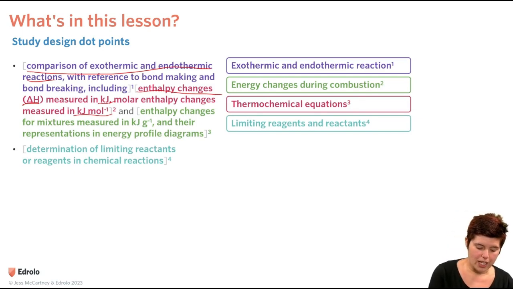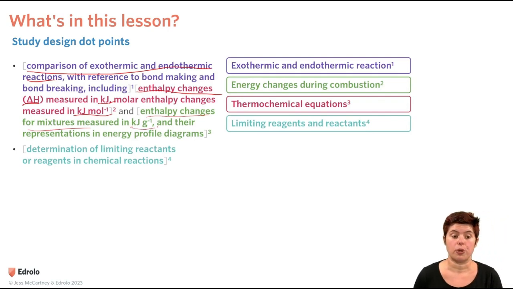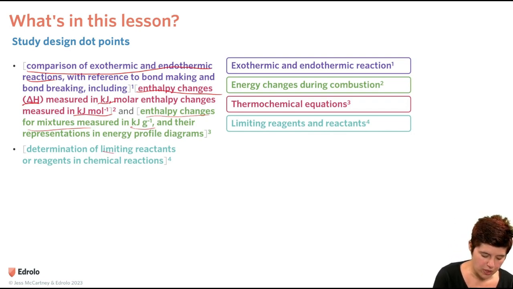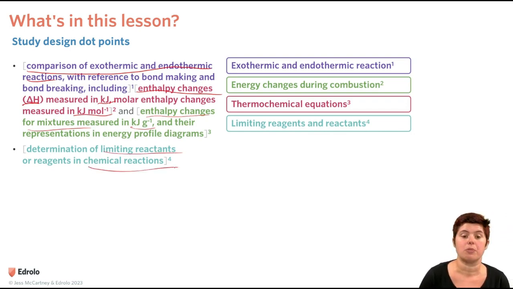Then we're going to be looking at enthalpy changes for mixtures, so therefore this will be in kilojoules per gram. We will be looking at representations such as energy profile diagrams. And last of all but not least, we're going to be looking at limiting reactants in a chemical reaction.